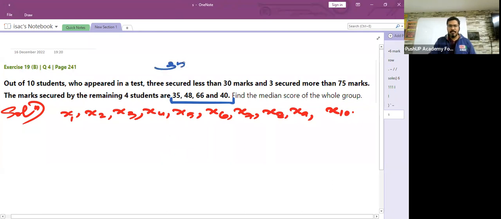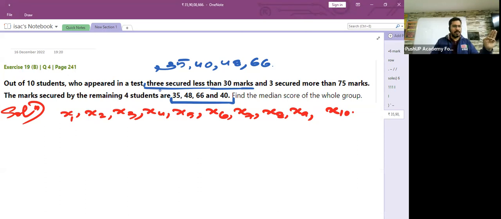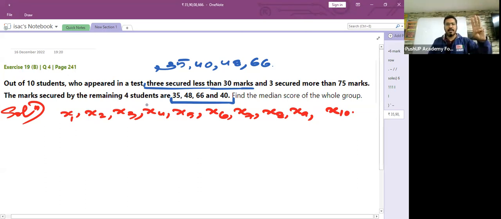Let me arrange these numbers in the ascending order. So I get 35, 40, then 48 and 66. All right, I have arranged it. Then what they are saying: 3 secured less than 30 marks. Children, 3 students secured less than 30 marks. So, 35, 40, 48, and 66. Which is the first number? 35. So those students who scored less than 30 marks, how many are there? 3 are there, isn't it?